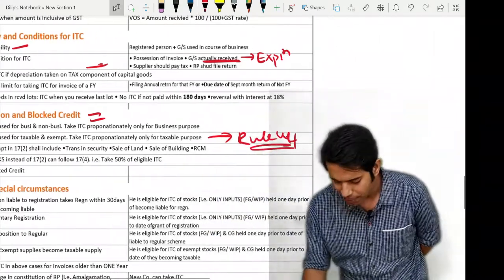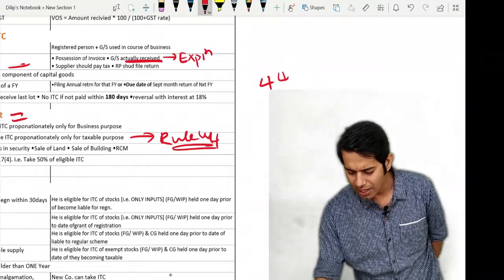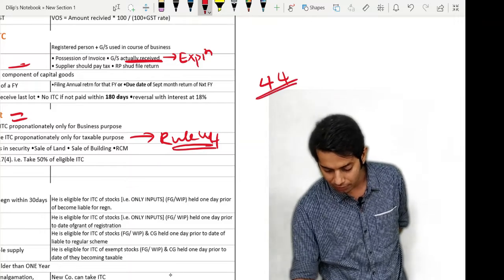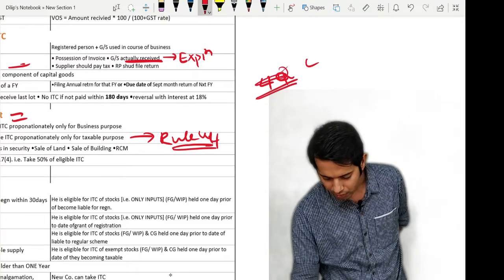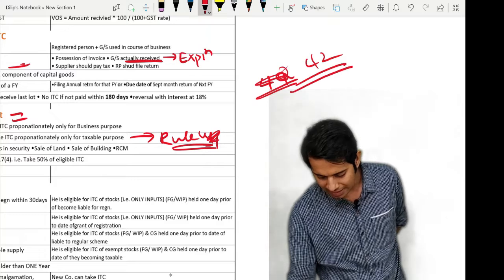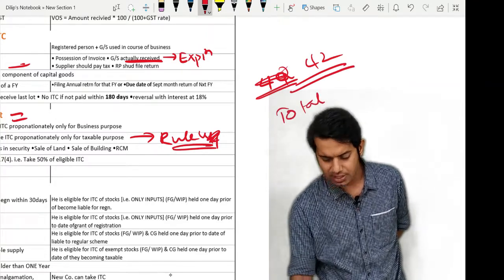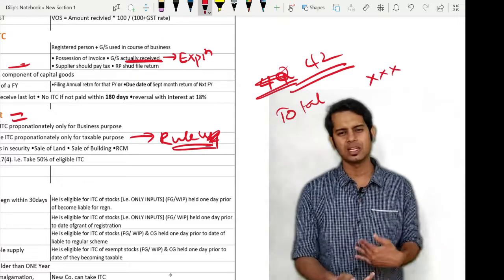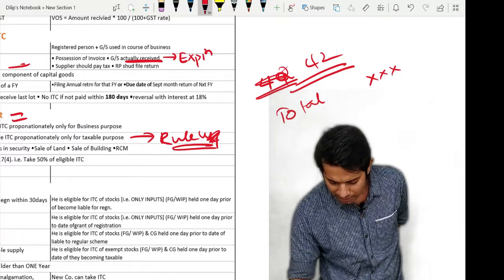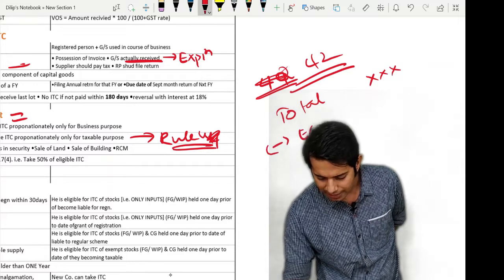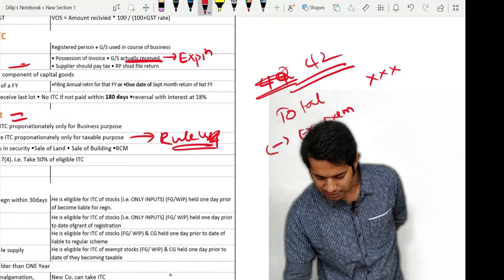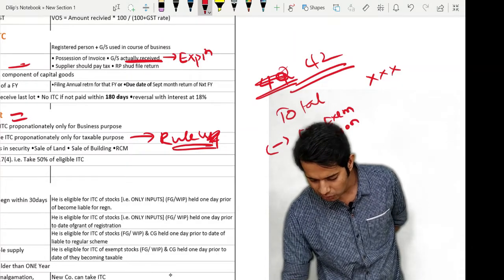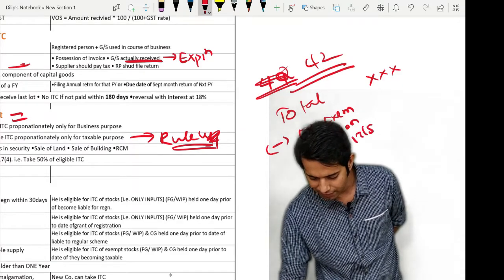Now, sir, what is rule number 42 telling? Sir, how will I apportion? You are telling that proportionately I should distribute. How will I do the proportionate? Rule 42 is telling that first write whatever the total input tax credit is there, whether it is because of exempt purpose, non-exempt purpose, or business purpose. From the total input tax credit, subtract what is exclusively for exempt purpose, what is exclusively for non-business purpose, and what is exclusively blocked under section 17.5.